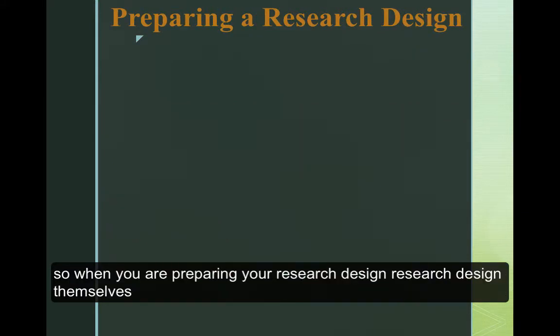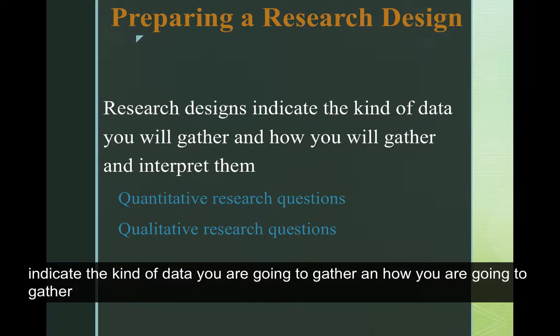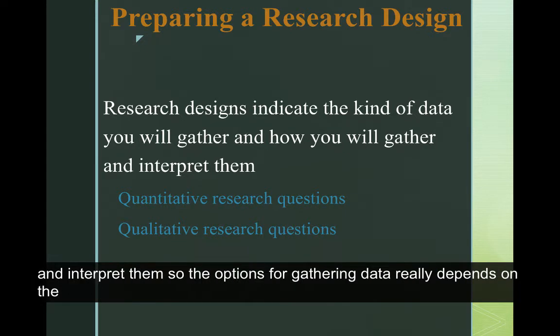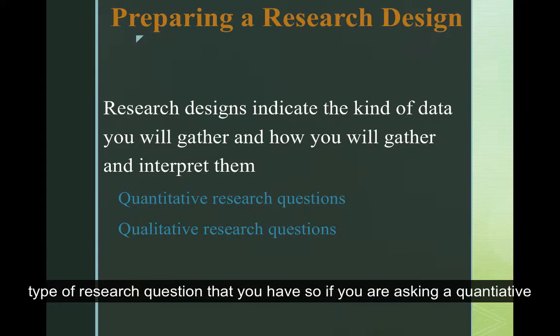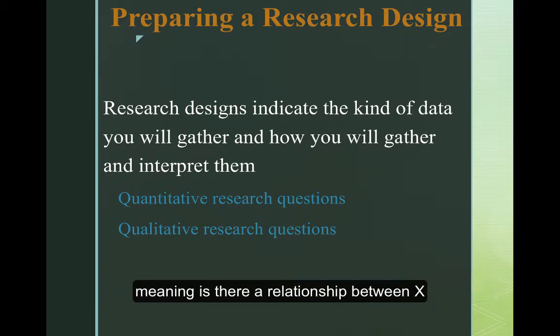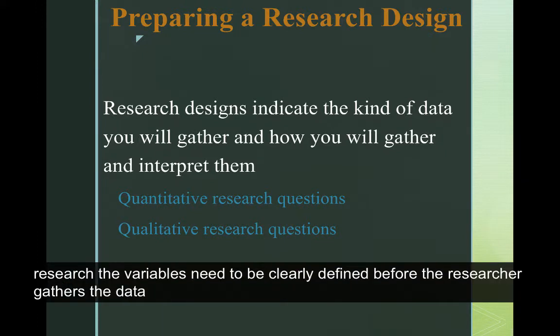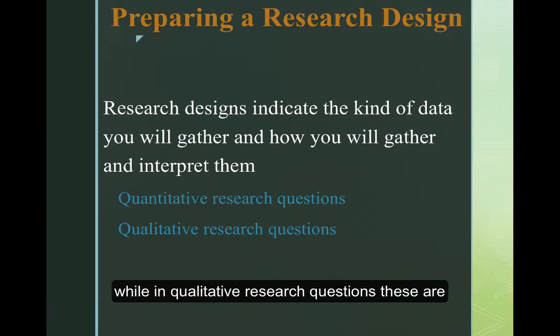When you're preparing your research designs, they indicate the kind of data you're going to gather and how you're going to gather and interpret it. The options for gathering data really depend on the type of research question that you have. If you're asking a quantitative research question, those typically ask about relationships between variables, meaning, is there a relationship between X and Y when you control for other factors? In this kind of research, the variables need to be clearly defined before the researcher gathers the data.